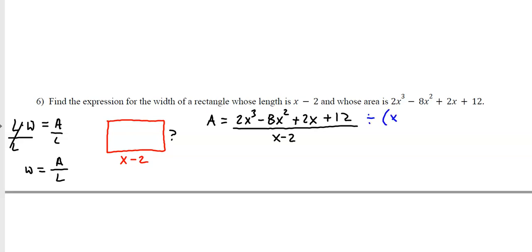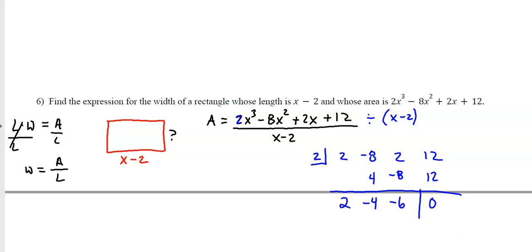Whenever I'm dividing by x minus 2, that's 0 when x equals 2. So I have 2. Now I have to put my coefficients in. I have x cubed, x squared, x, and numbers. No missing terms, so we're good to go. Play the game. Slide the 2 down. Multiply. Add them up. Multiply. Add them up. Multiply. And hey, we got a remainder of 0, which is great. That means the side length is, remember I have to go one less, so it's 2x squared minus 4x minus 6. There is no remainder. So we just found the width here.